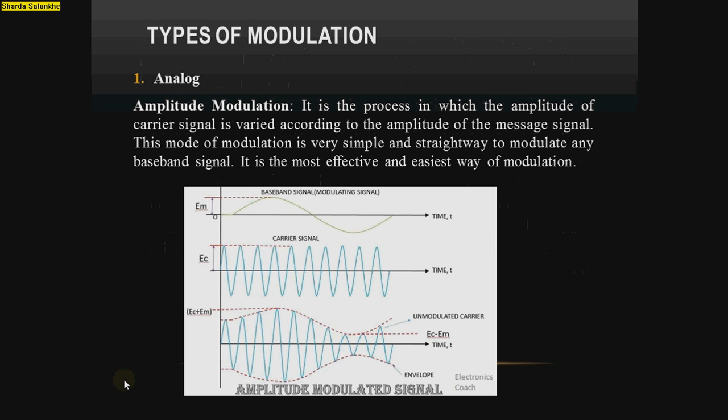There are different types of modulation. Depending upon the angle, there is angle modulation, and then amplitude modulation. Amplitude modulation is a process in which the amplitude of the carrier signal gets varied according to the amplitude of the message signal. This mode of modulation is very simple and a straightforward way to modulate any baseband signal. It is the most effective and easiest way of modulation. Suppose this is your baseband signal and this is your carrier signal. So the carrier signal is modulated, or changes, according to the baseband signal. So you will get the amplitude modulation.